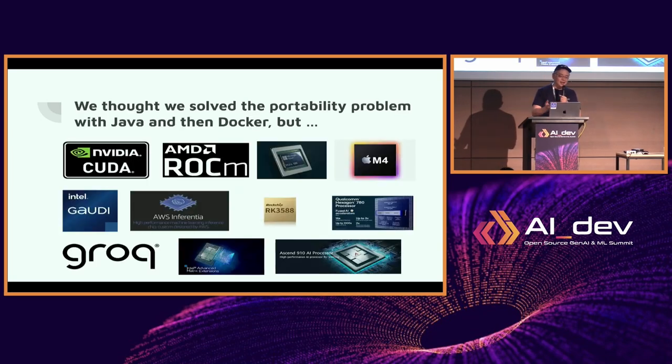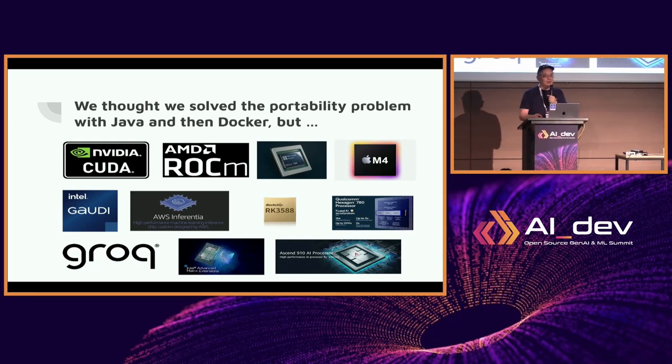But then there's the slide that we showed at the keynote: we thought we solved the portability problem. We thought that the workloads are portable. That's what it means to be cloud, right? But with Java and then with Docker, Java has CPU-level compatibility, and Docker has operating-system-level compatibility, right? But today we are facing an entirely new set of challenges. Not only does every single semiconductor company now have its own GPU or AI accelerator chips coming out.